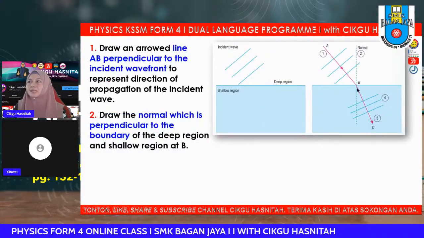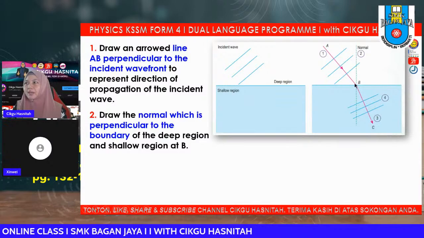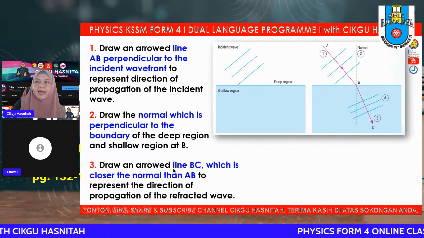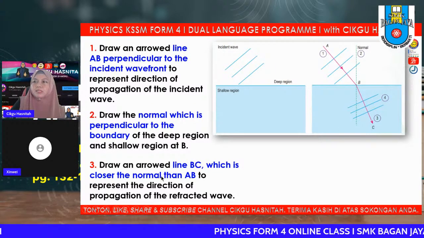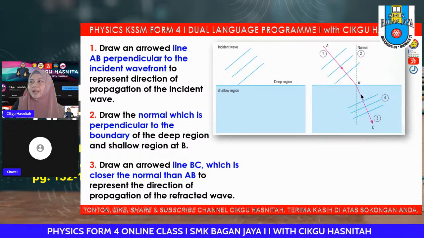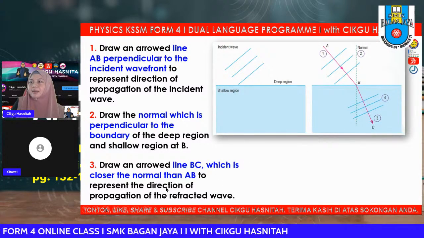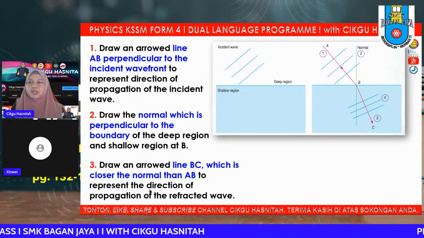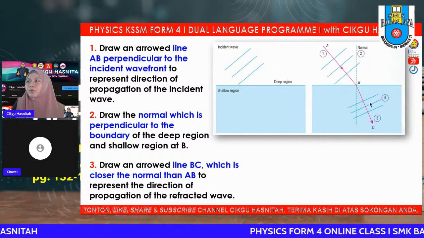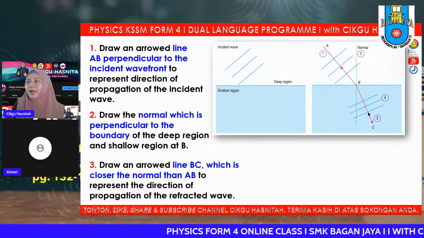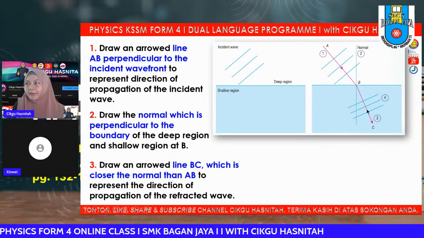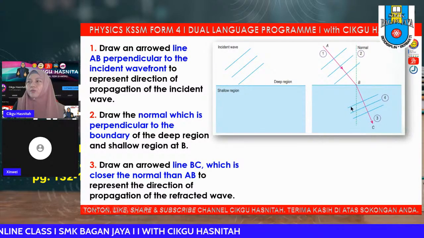Okay, then what is the third step? Third step ini number 3. You draw line BC. What is line BC? Line BC which is closer to the normal, okay, than AB. This line BC represent the direction of propagation of the refracted wave, okay. So the blue line here is the wavefront of our refracted wave. So ini dia punya direction of propagation of the refracted wave.